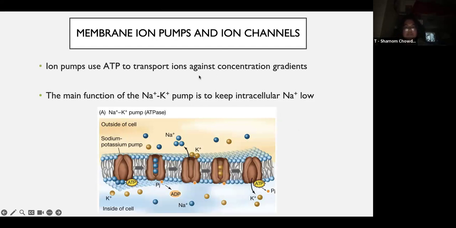Ion pumps use ATP, or energy, to help transport ions against the concentration gradient. So you have the sodium potassium pump: 3 sodium out, 2 potassium in. The main function is to keep intracellular sodium low. You don't want sodium within the cell; you want sodium outside the cell at resting membrane potential, obviously. That's the main point of the sodium potassium pump. It takes 3 sodium out and brings in 2 potassium.